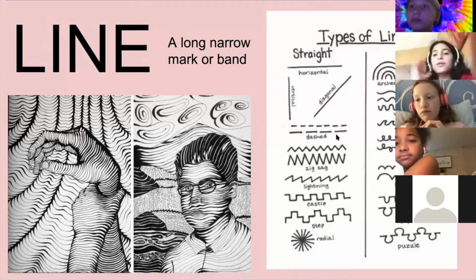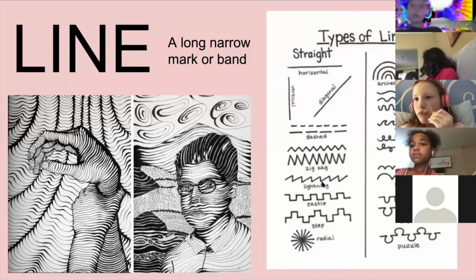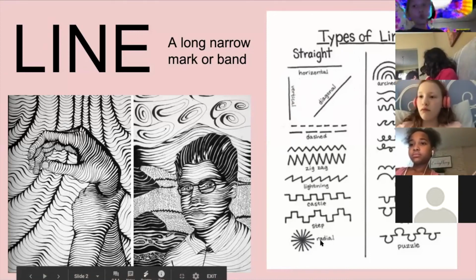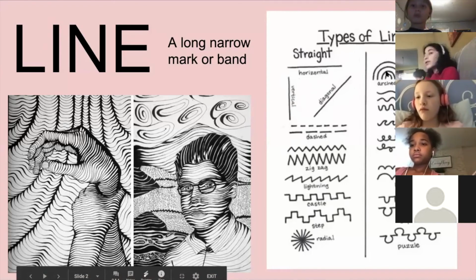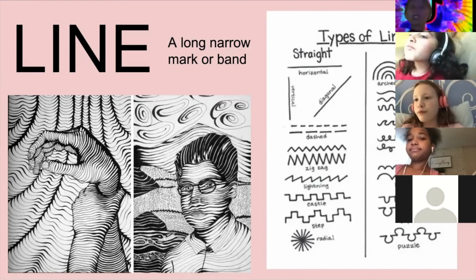There's also dashed lines. I'm just going to go through this quickly. Dashed, zigzag; zigzag and lightning are like the same. Castle and step are very similar. Radial just means it's going around in a circle. There's curve, there's spiral, there's wavy lines, there's looped lines, there's bouncy lines.